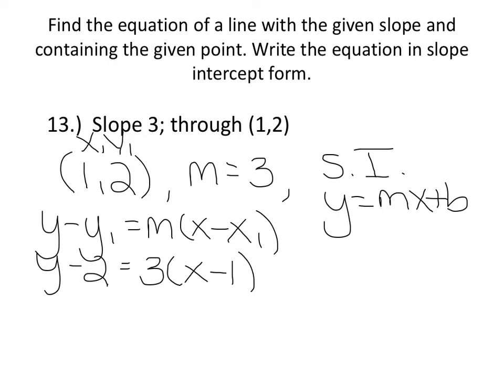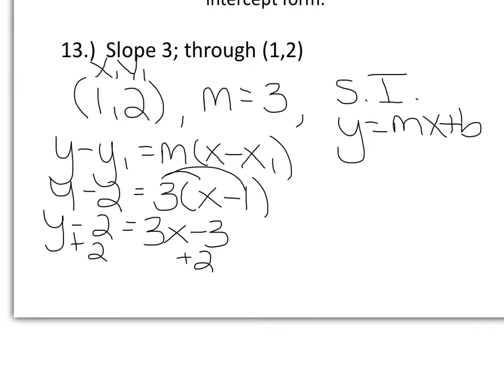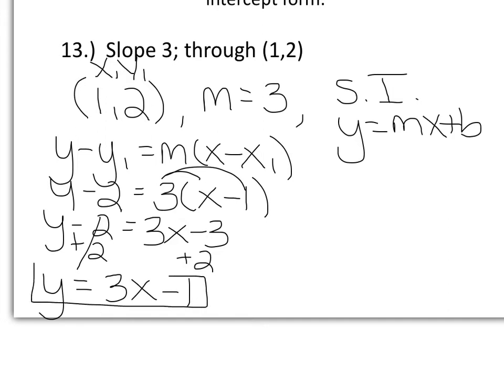They want it in slope-intercept, so I'm going to distribute my 3. So I have y minus 2 is equal to 3x minus 3. Then I'm going to add 2 to both sides, giving me y equals 3x minus 1. That is in slope-intercept form, so you are good to go.